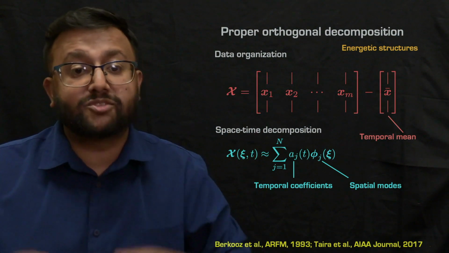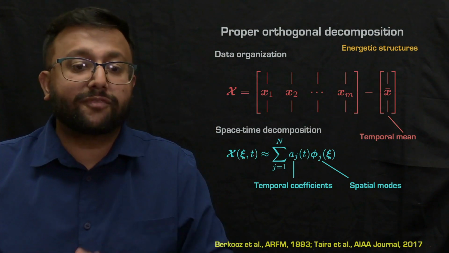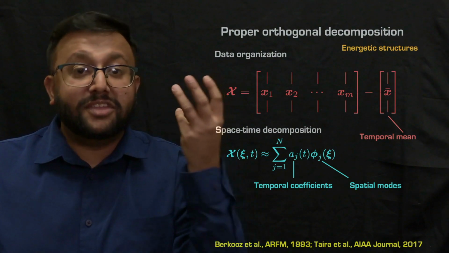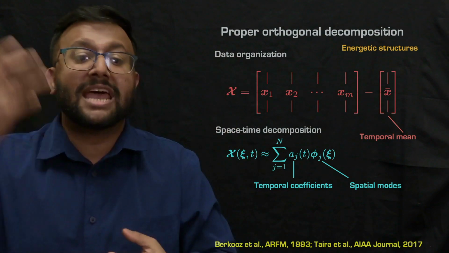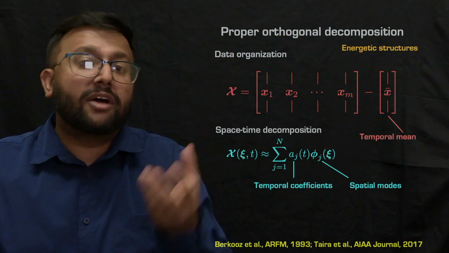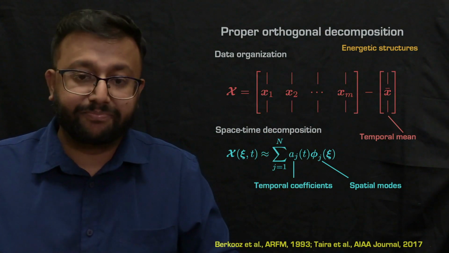Just a quick recap. What we did is we took our data, we subtracted the time averaged flow, and then we did a separation of variables to get the temporal coefficients, which are time varying, of course, and then we have the spatial modes phi here, which are only dependent on the spatial coordinates and not on time.